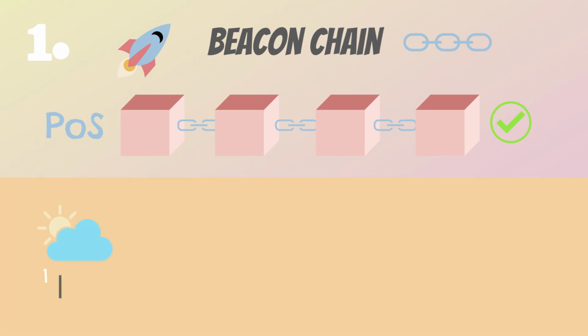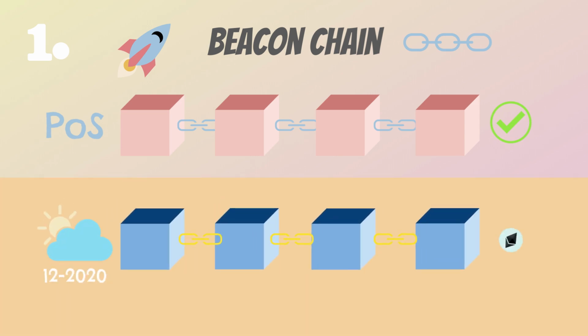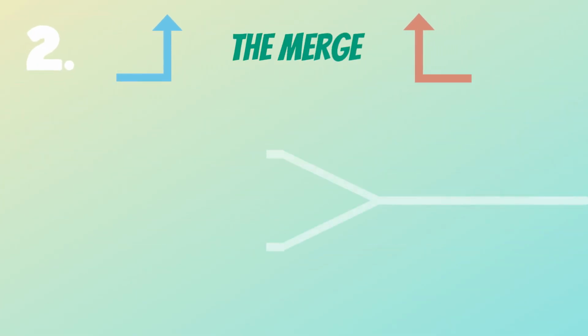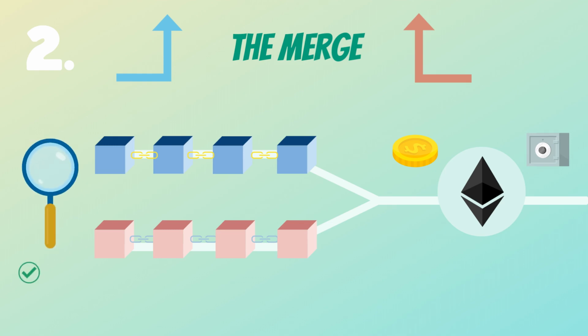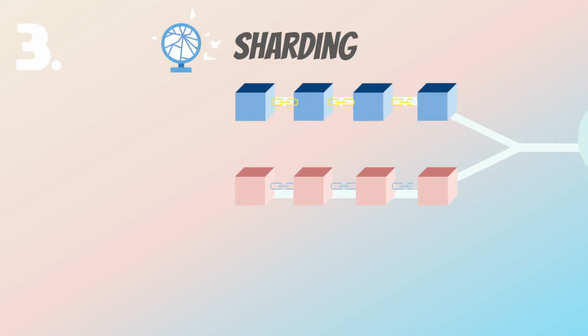The Beacon Chain went live in December 2020 and runs parallel to the main Ethereum chain called Mainnet. The second phase is known as the merge. This is where the Ethereum Mainnet and the Beacon Chain will combine, and the Ethereum network will begin operating using proof-of-stake. Testing for the merge has already begun, and could be completed within the next few months. The final phase of the upgrade is called sharding.